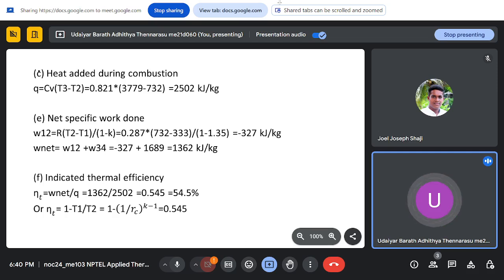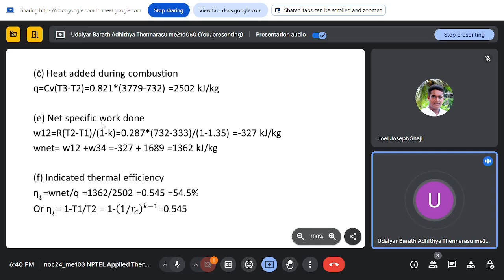Next, we have to find out the heat added during combustion. This is again in terms of specific values, so you don't care about the mass. So Q is Cv (T3 minus T2), because heat addition is happening between 2 to 3. So Cv is 0.821 into T3, 3779, minus 732. This comes out to be 2502 kilojoule per kg.